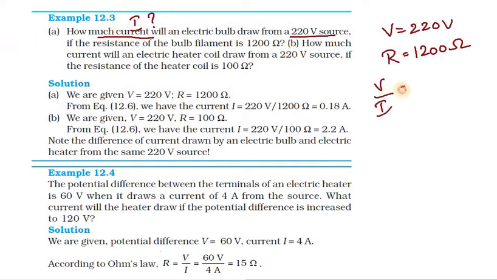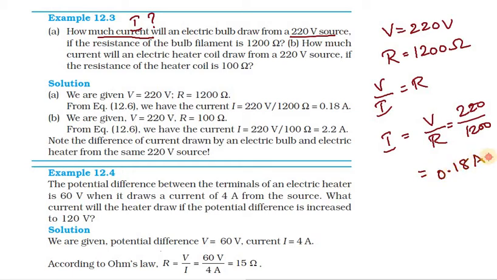So the first part of the question is, what is the current? V by I is equal to R, we know. So I is equal to what? V by R. So V is 220 divided by R, which is 1200. Thereby you get I to be 0.18 amps. So that is the first part, 0.18 amps.